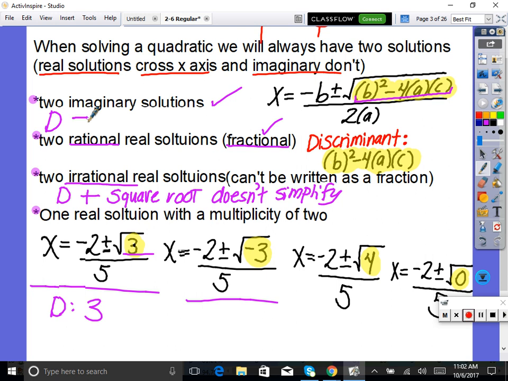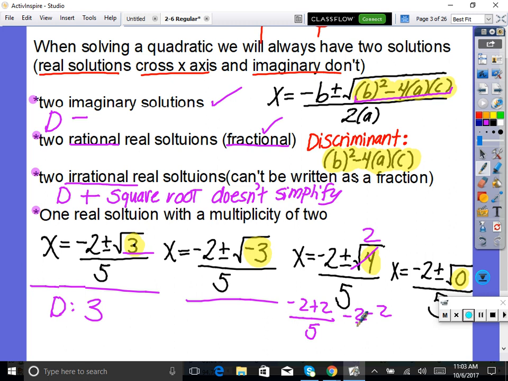And then, right here, notice I have -2 plus and minus the square root of 4. What is the square root of 4? 2. Now think about it. -2 plus 2 over 5 and -2 minus 2 over 5. Isn't this 0 over 5, which is 0? And what's -2 minus 2 over 5? Aren't those fractional solutions technically? So those are rational solutions. Rational means fractional solutions. Do you see?